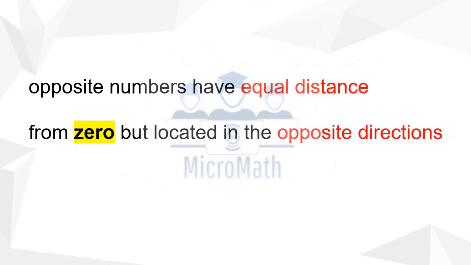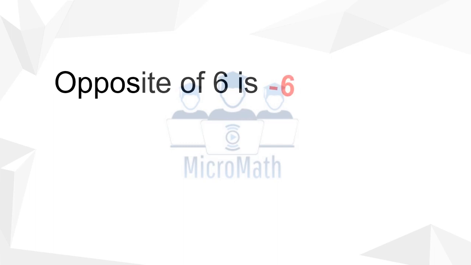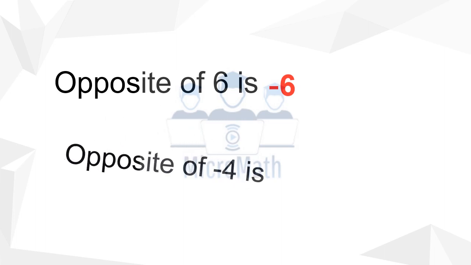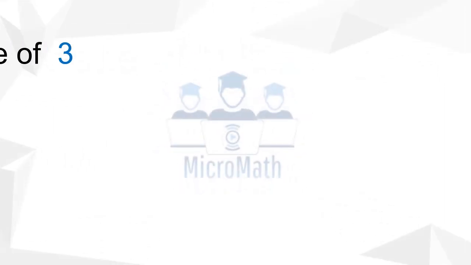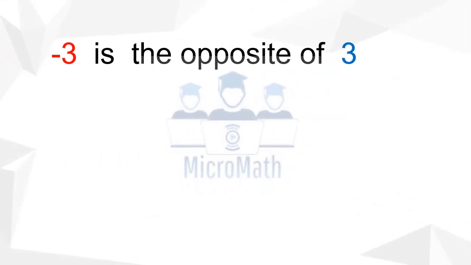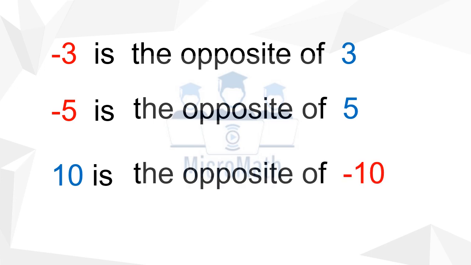Now we can say opposite numbers have equal distance from 0 but located in the opposite directions. To practice more, what's the opposite of 6? It is negative 6 because they have same distance away from the 0 but in opposite directions. And what's the opposite of negative 4? It is positive 4. And alternatively, I can say negative 3 is the opposite of 3, and negative 5 is the opposite of 5, and 10 is the opposite of negative 10.